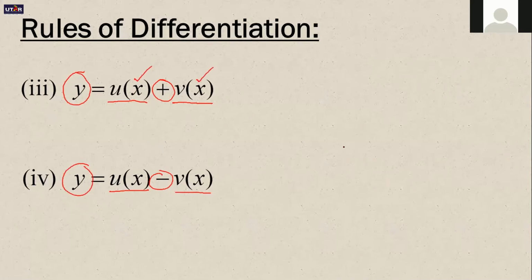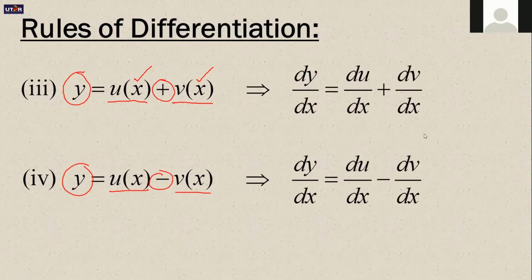For addition and subtraction, we just what? Differentiate function by function, right? We differentiate function by function. So we have the result, okay? Simply just differentiate the function u with respect to x, then plus differentiate the function v with respect to x.